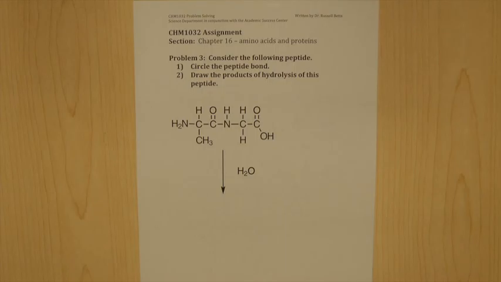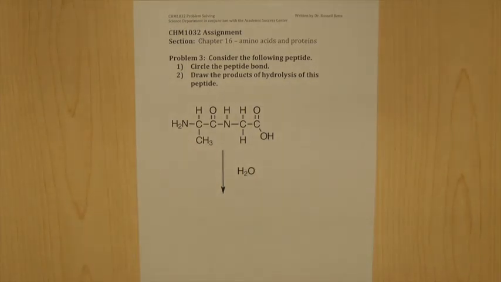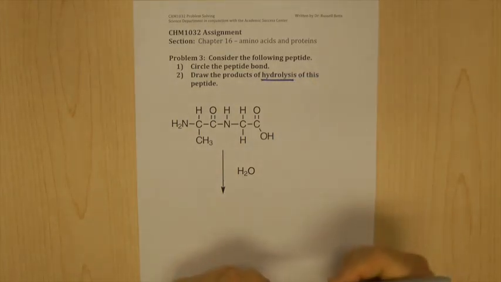Problem 3. Consider the following peptide. So here we have a small peptide. Circle the peptide bond. Draw the products of hydrolysis of this peptide. So there's that word hydrolysis again. Water cutting. All right. Circle the peptide bond.